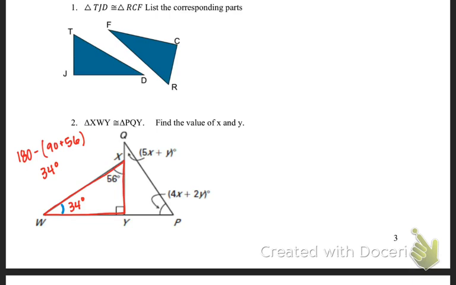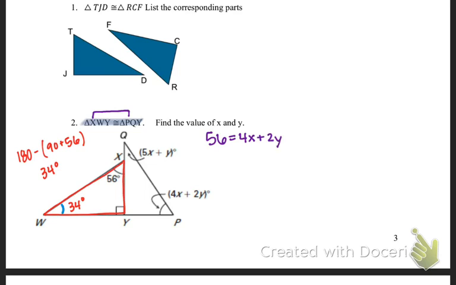But when I'm looking at this setup, I'm given this congruent statement right here. I am told that triangle XWY is congruent to triangle PQY, and I'm trying to solve for my X variable and my Y variable. So if I look at my names, I know that angle X and angle P have to be equal to each other. So my angle X of 56 has to be equal to 4X plus 2Y.